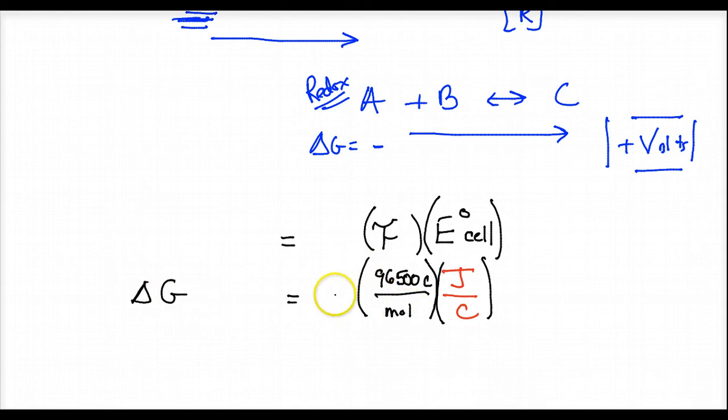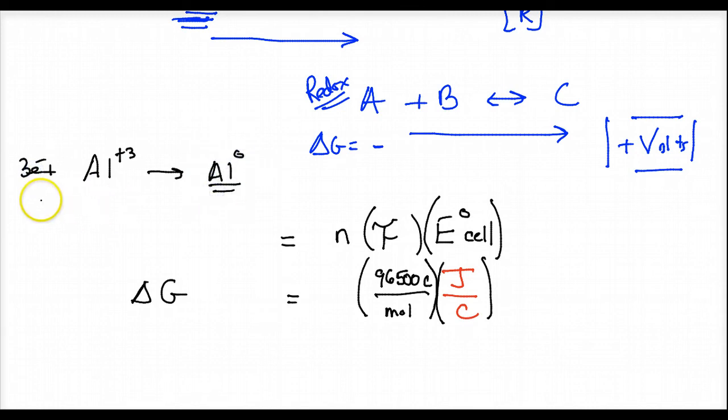Now this little n here is not necessarily moles, it's really a ratio of how many electrons per reactant are being transferred to make that happen. For instance, if you've got aluminum plus 3 going to aluminum, it's going to gain 3 electrons to make aluminum 0, the solid aluminum. This of course is reduction. If there were 3 electrons in the reduction half reaction, and 3 electrons being passed around or produced in the oxidation half reaction, this number would be 3. Is it 3 moles of electrons? Well, it's a ratio of 3 moles of electrons per 1 mole, let's say, of aluminum plus 3.